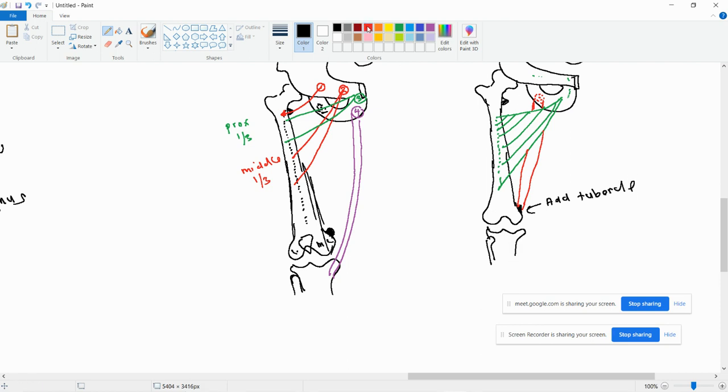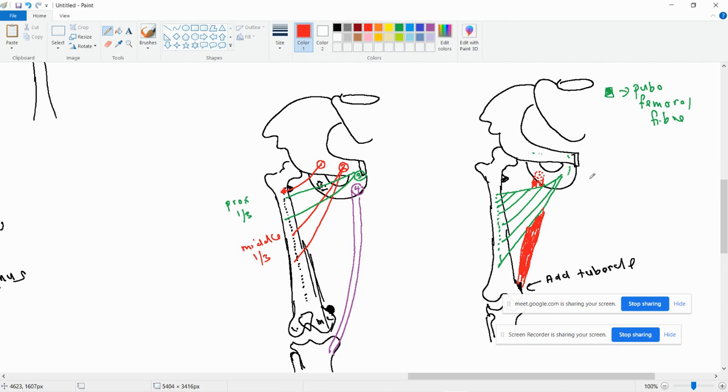Okay. So this fiber of adductor magnus, right? Posterior fiber actually, with origin from the ischial tuberosity and attachment into your adductor tubercle. This is what we call the red color, the ischiocondylar fiber, or ischiocondylar part, class.